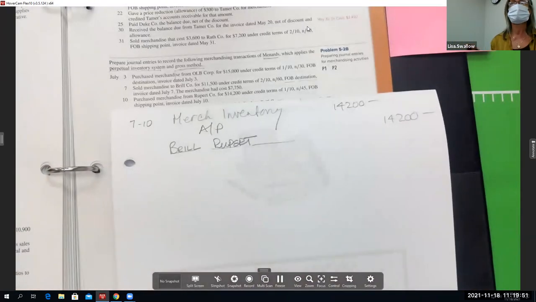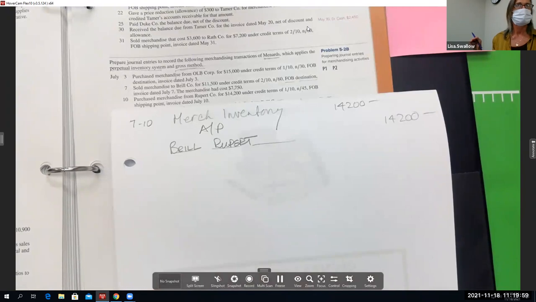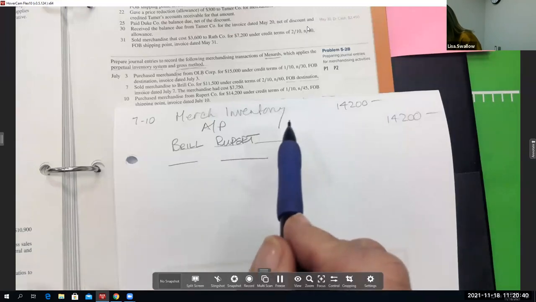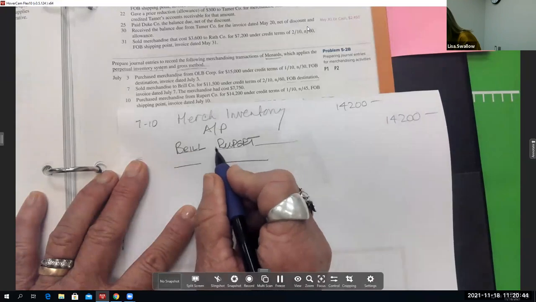Now pencil in underneath those where those two freight bills are going to go. What accounts? And it's not the same one. When I get the freight bills, pencil in underneath these what account you think I'm going to put the freight bill into. It may or may not be the same account. I have to think about this too. I can't just do this off the top of my head. Okay, so it's not the same account.